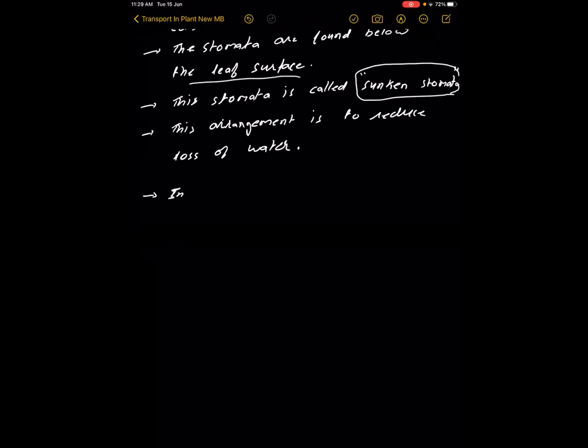What was the point? In hydrophytes, stomata are generally absent.